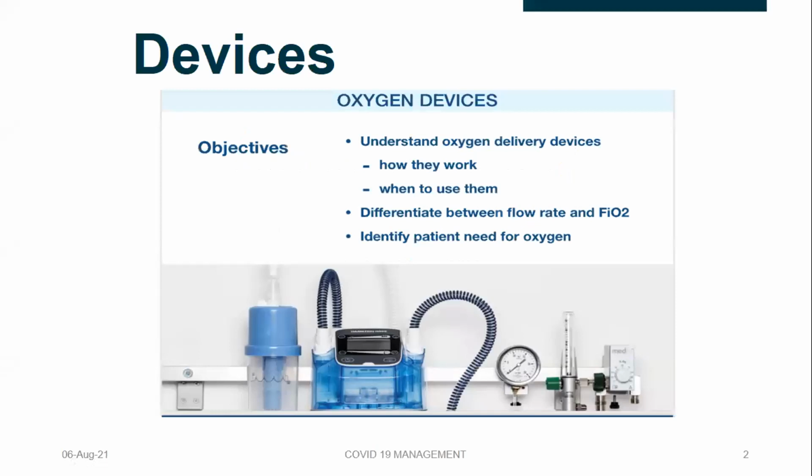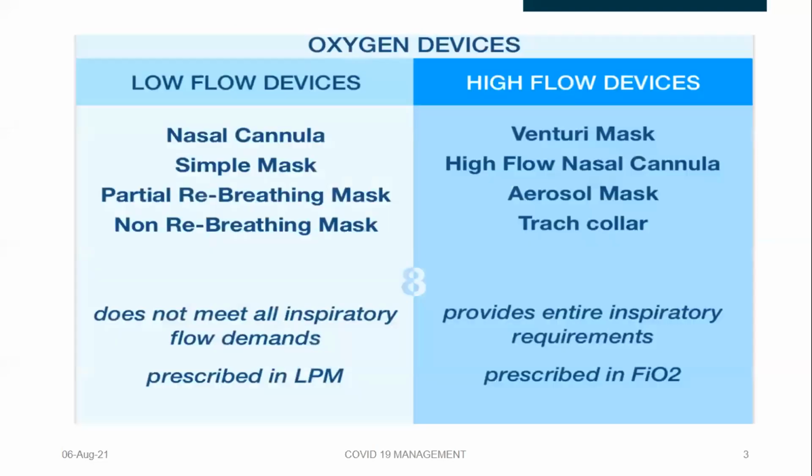Just to recap briefly our initial discussion on oxygen delivery devices. We had wanted to look at how they work and when to use them. And of course, we looked at a few differences between flow rates, FiO2, and also which patients to use for different devices. We had classified these devices into two main groups, low flow devices and high flow devices.